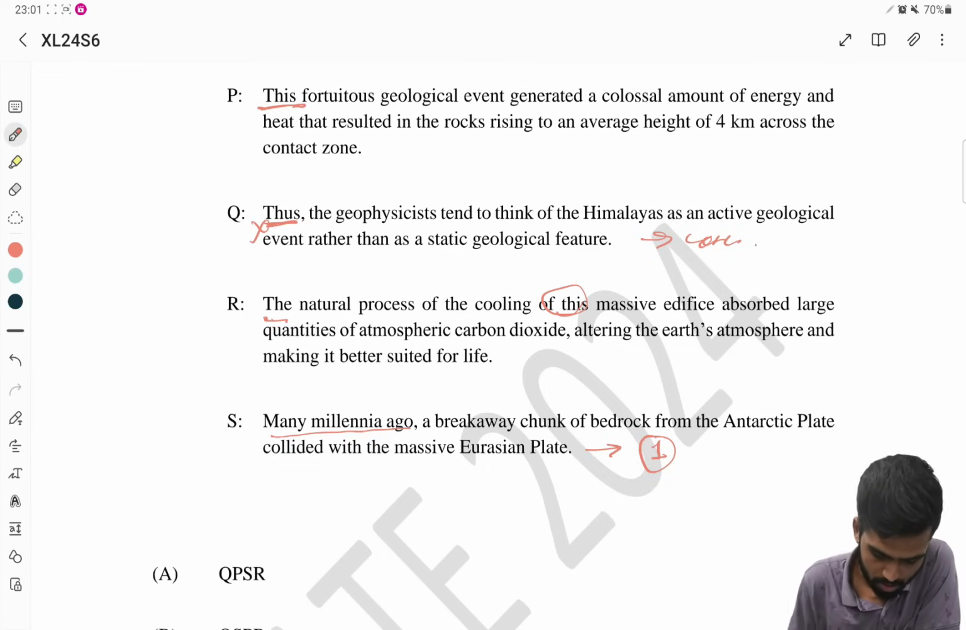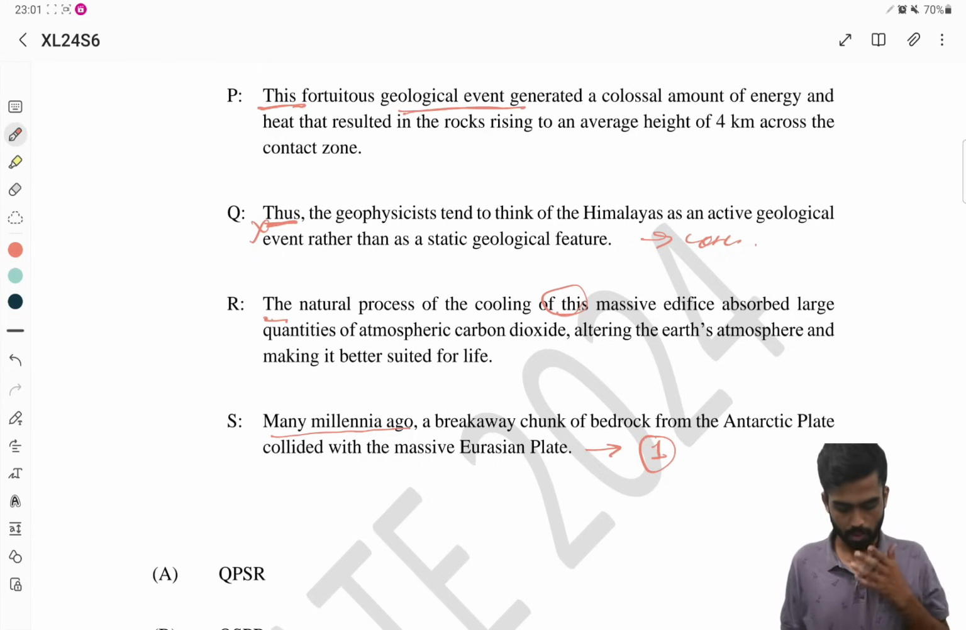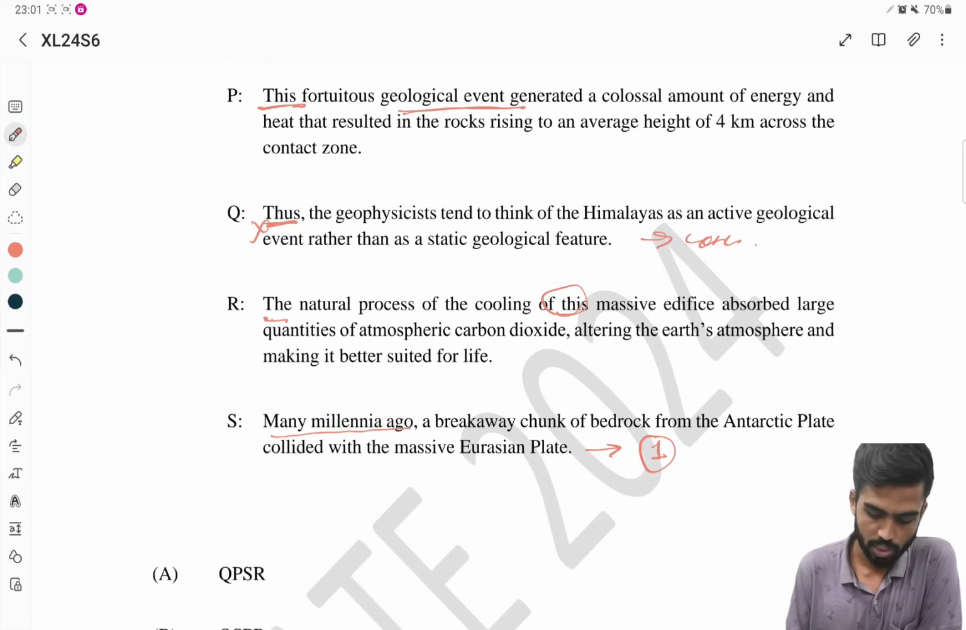So the natural process of cooling of this geological event, this collision of this particular bedrock with the Eurasian plate, this particular geological event generated a colossal amount of energy, heat, and resulted in the rocks rising to an average height of 4 km across the contact zone.